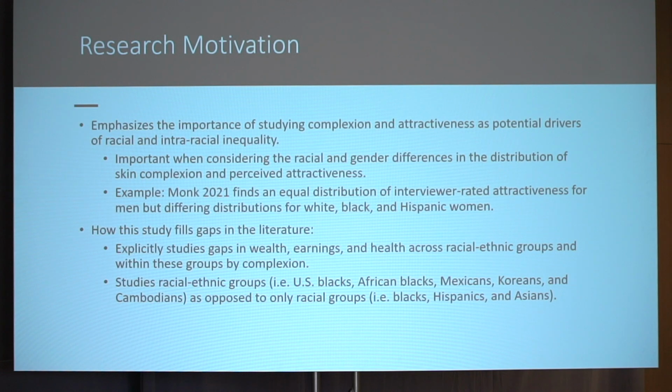But one thing that we're also going to do here, similar to the Color of Wealth report, is that we're going to study very precise racial ethnic groups. So here we're going to study US Blacks, African Blacks, Mexicans, Koreans, and Cambodians, as opposed to the general categories of Blacks, Hispanics, and Asians that we typically see in this type of research.